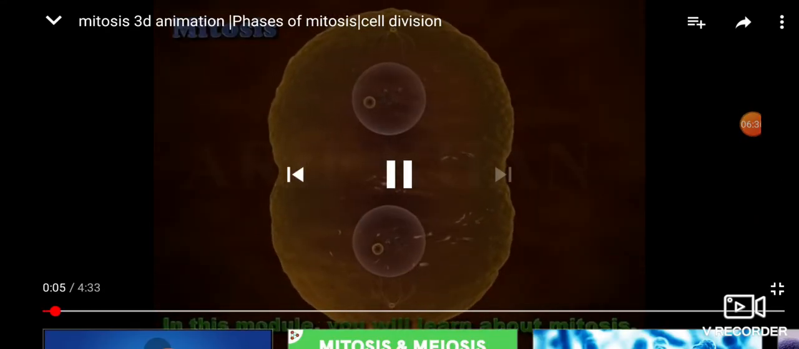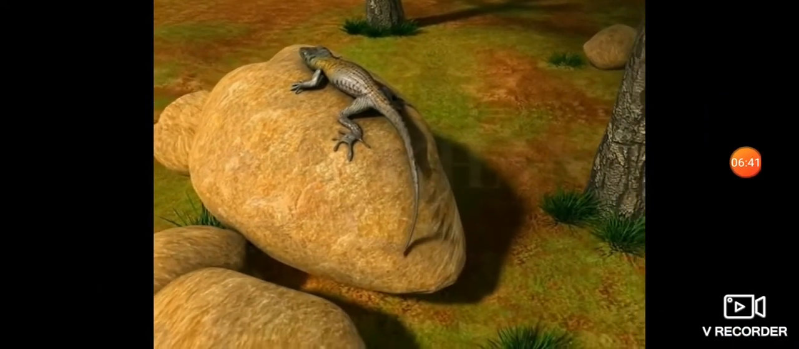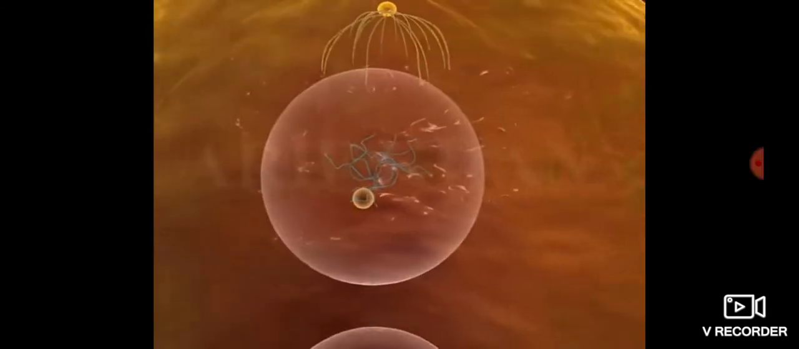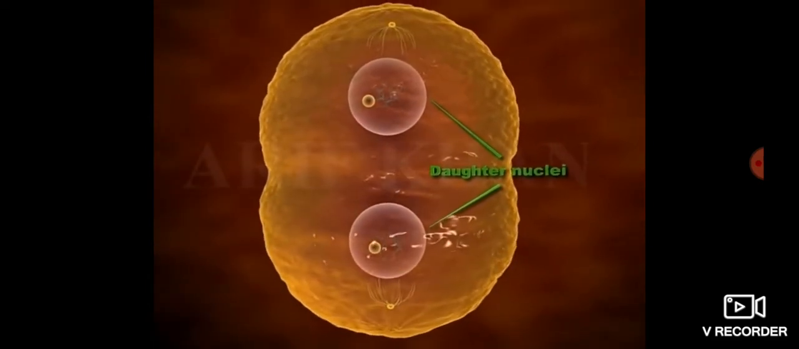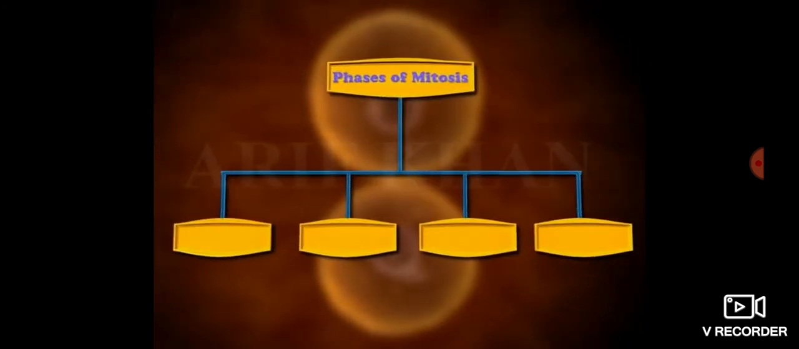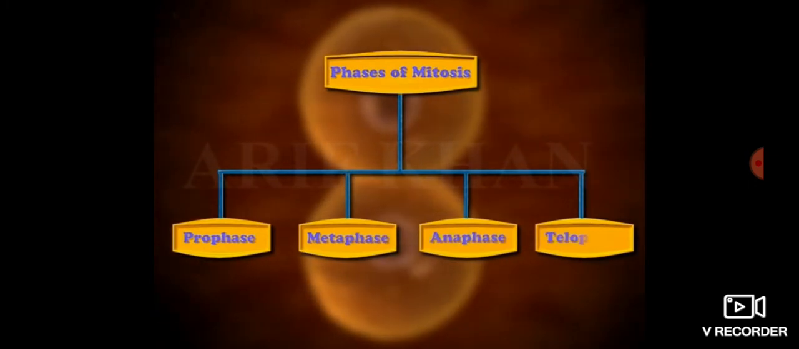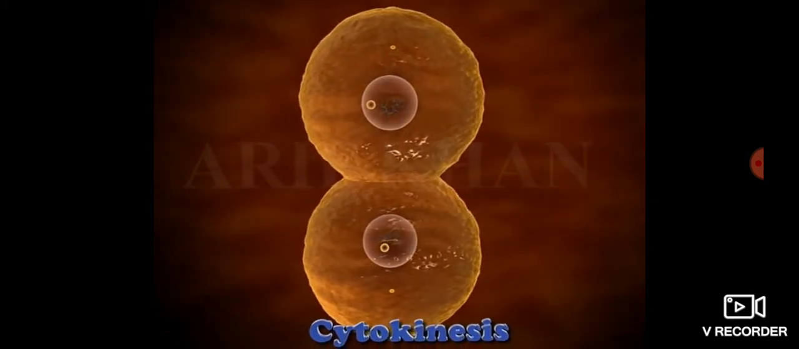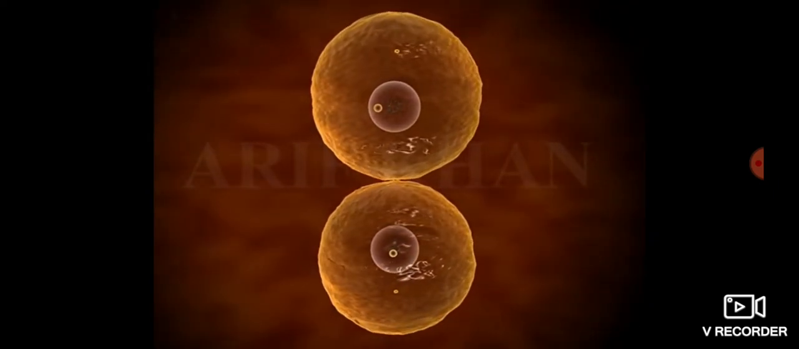You will learn about mitosis. Mitosis is a process of cell division that makes possible regeneration of body parts. To elaborate, mitosis is the separation of nuclear chromosomes into 2 identical daughter nuclei. It is divided into 4 key phases: prophase, metaphase, anaphase, and telophase. An additional phase called cytokinesis occurs after the complete nuclear division.